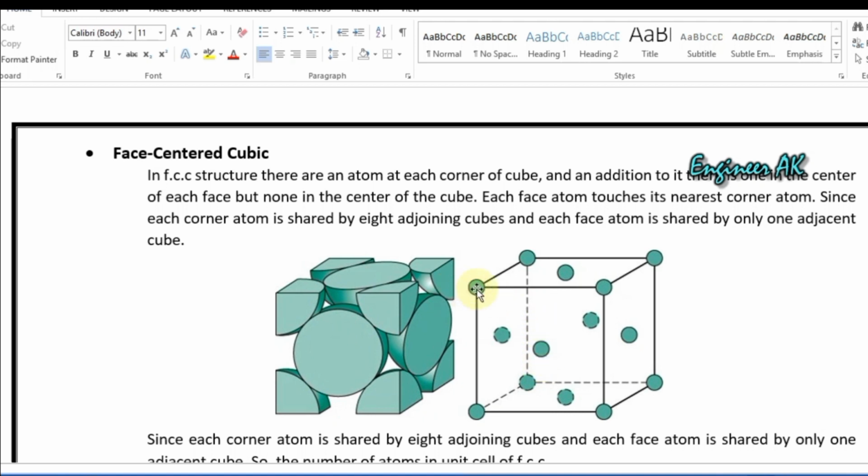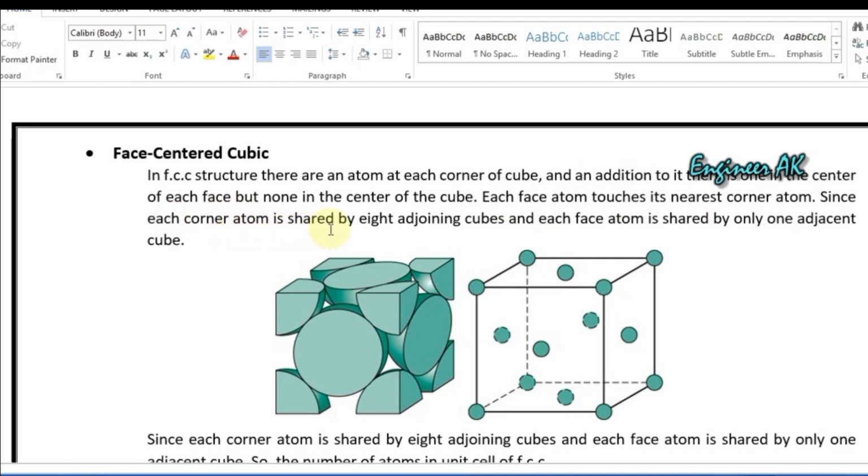If we take this face, it contains 1 atom here. If we take this face, it has 1 atom there. If we take this back one, there is 1 atom. And if we see this, it looks like this: 1 at the face and at the corner, 1 at the face and at the corner, right? There is no atom at the center. Each face atom touches its nearest atom.